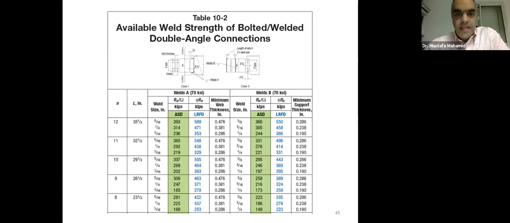So this is table 10-2, available weld strength of bolted welded double angle connections. Again, this depends on N, the number of bolts, L, the length of the connection, and then we have the weld size also. Whether we have weld A or weld B depends on which side of the connection you are welding. You may weld the two angles to the web, or you may bolt the two angles to the other web. So you have case 1 and case 2, as you can see in the figure.